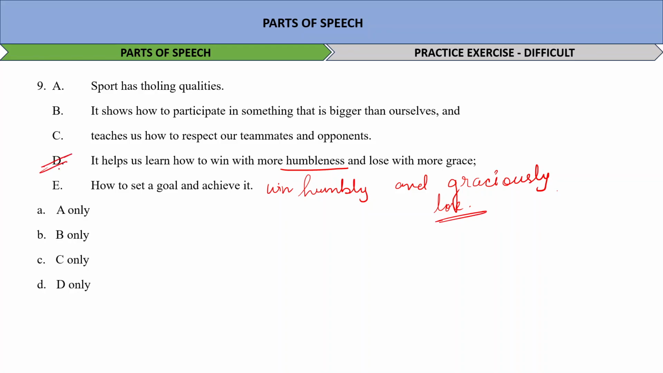This will make my sentence appropriate, with more humbleness and more grace. A lot of exaggeration can be seen here.